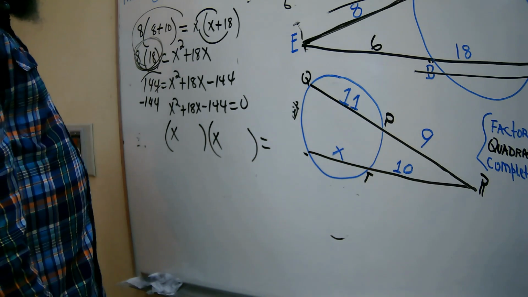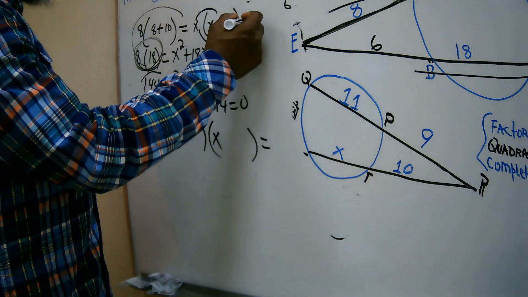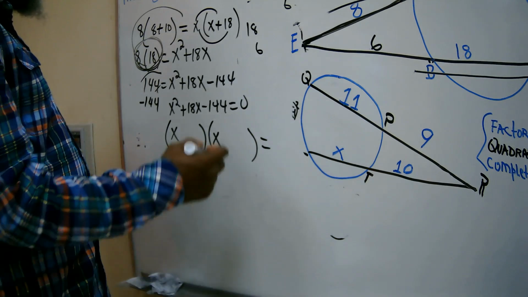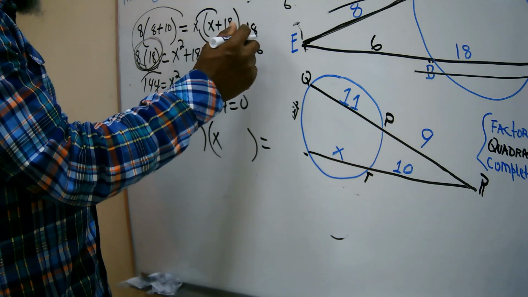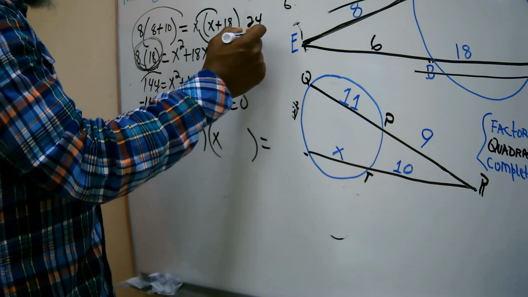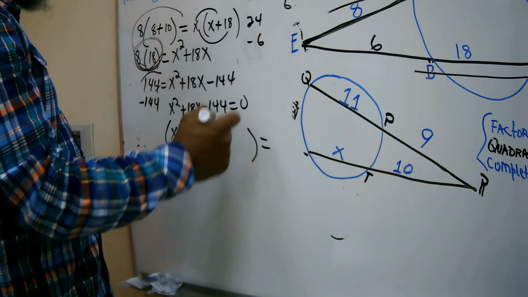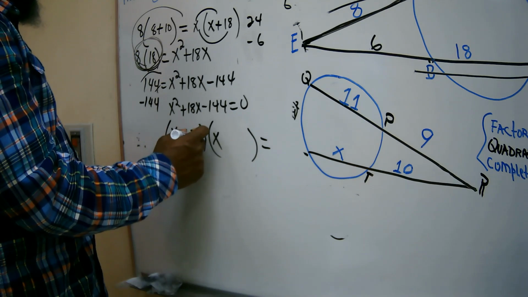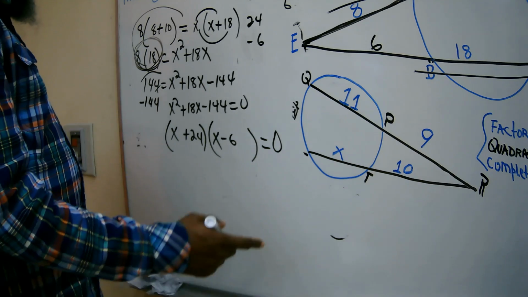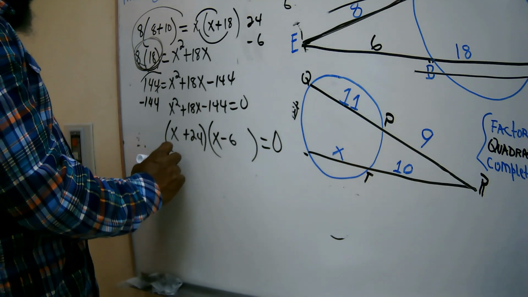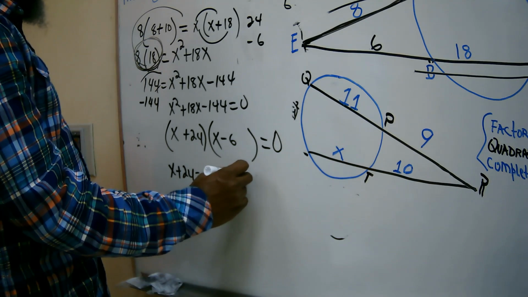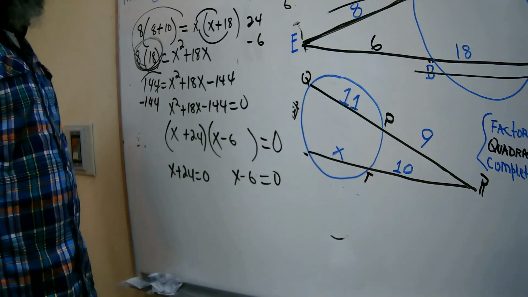144 is either 18 times 6, but you want it to be negative. That will be 24 times 6, but you want it to be negative. So that will be x plus 24 and x minus 6. You have to be good at factoring also. So you have your two options, either x plus 24 is equal to 0 or x minus 6 is equal to 0. That's how you're going to find your two answers.